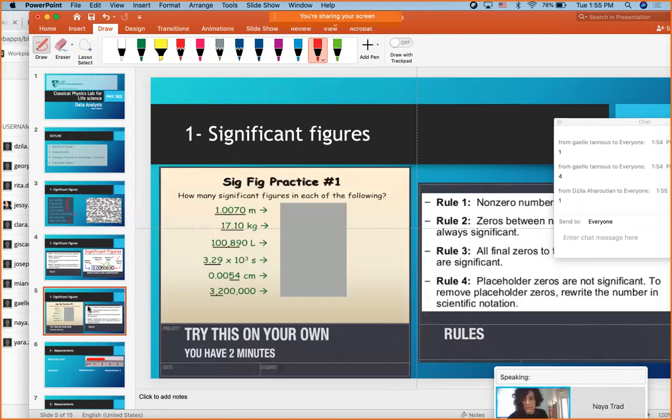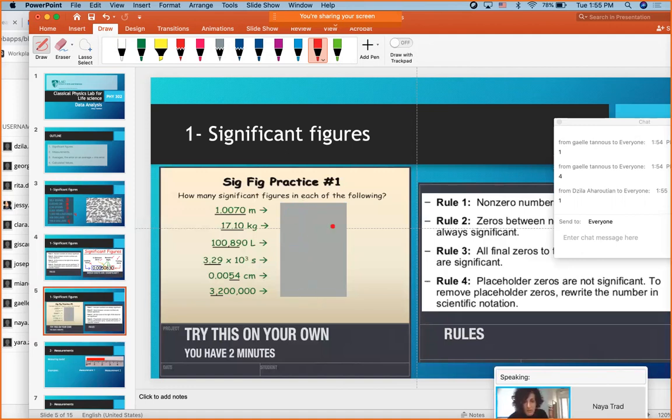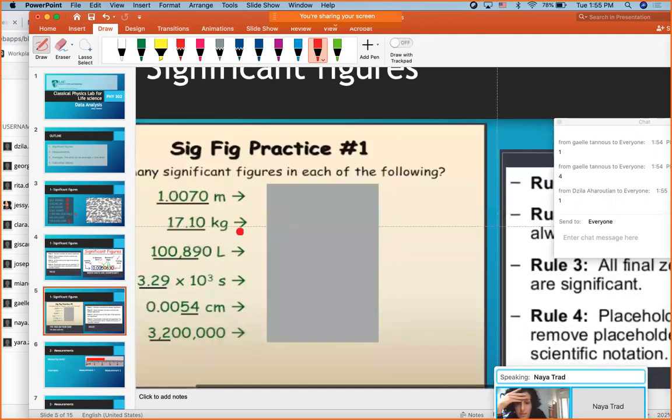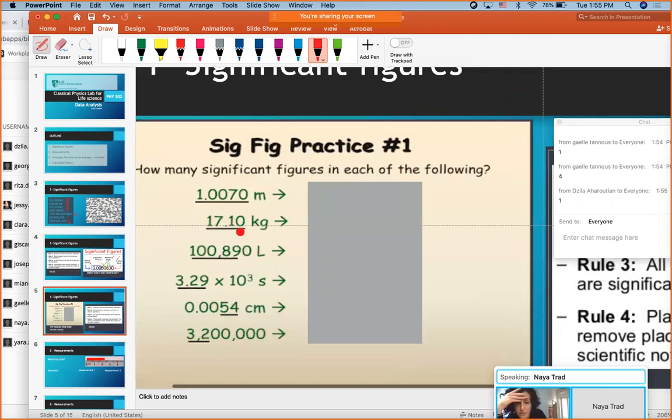Let me try another example with Naya. And please let me know if you want me to go back to this, if you have questions. Yes, Naya. So I've hidden the answers. They are behind this. Can you help me with this one? 5. Okay, this one. The second one? Yes, let me zoom in so you can see it. How many significant? Yes, please.